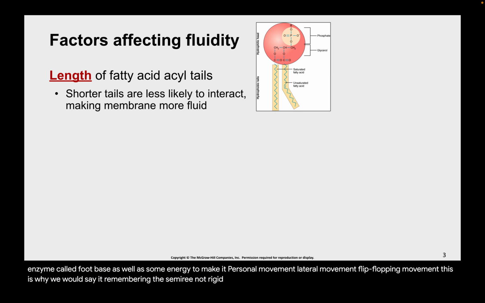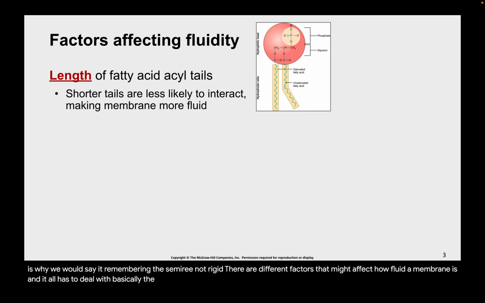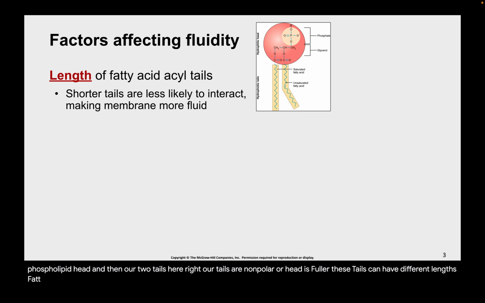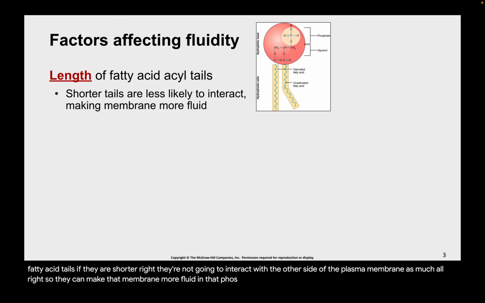All right, there are different factors that might affect how fluid a membrane is. And it all has to do with basically the phospholipid here. So if we look at our phospholipid, we have our phospholipid head and then our two tails here. Right? Our tails are nonpolar, our head is polar. These tails can have different lengths. Right? So those fatty acid tails can be of different lengths. If they are shorter, right, they're not going to interact with the other side of the plasma membrane as much. Right? So they can make that membrane more fluid, meaning that phospholipid can kind of move around a little bit more easily.